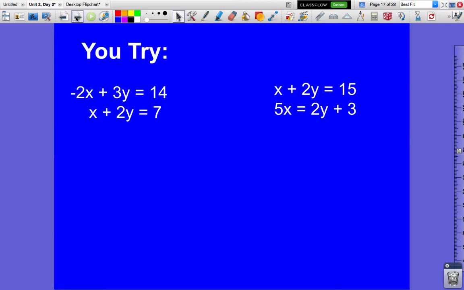Now you try. Use elimination to solve these two systems. The one on the left is one system, the one on the right is the other system. Add that to the piece of paper you're working on, and when you're done, you can turn it in.